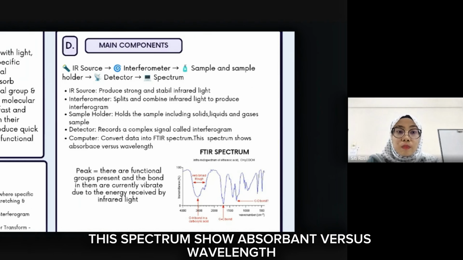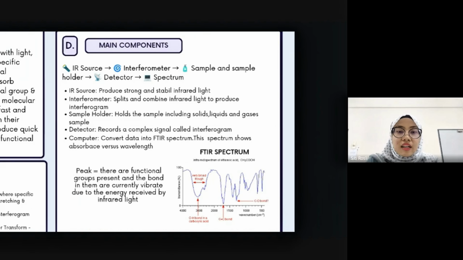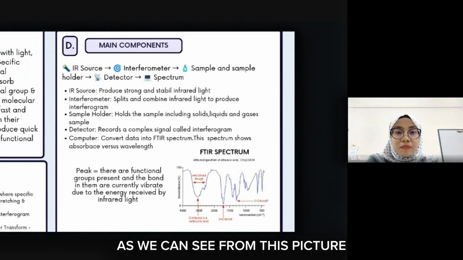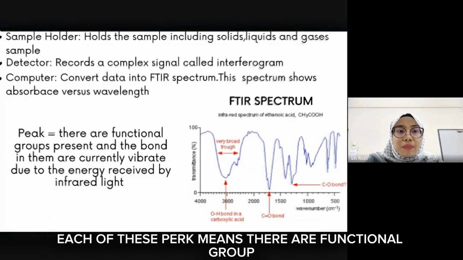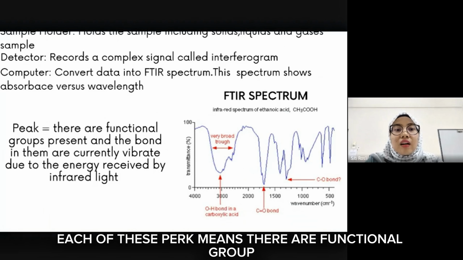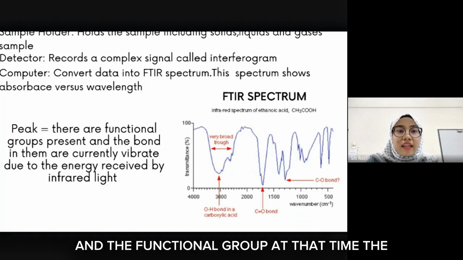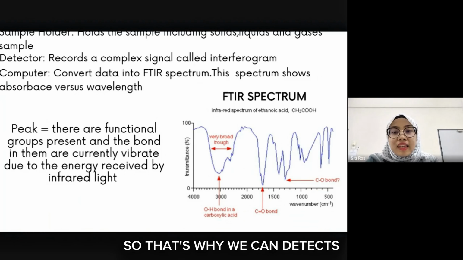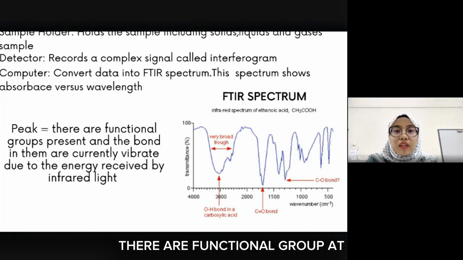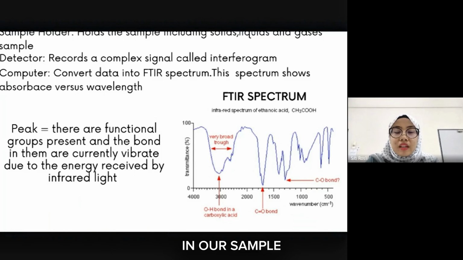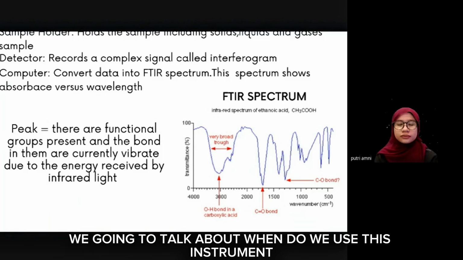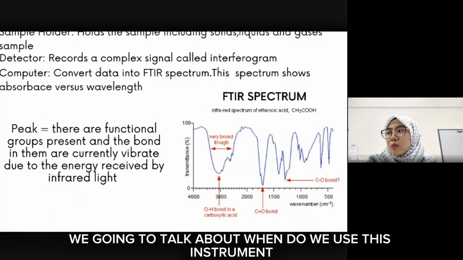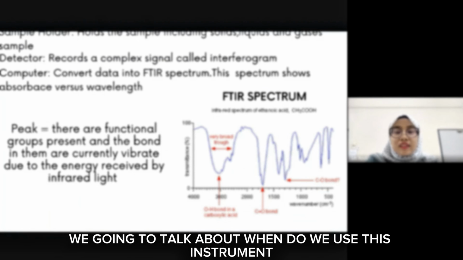This spectrum shows absorbance versus wavelength. As we can see from this picture, each of these peaks means there is a functional group, and the bonds of the functional group are currently vibrating, so that's why we can detect the functional groups in our sample. Next, we're going to talk about when we use this instrument.